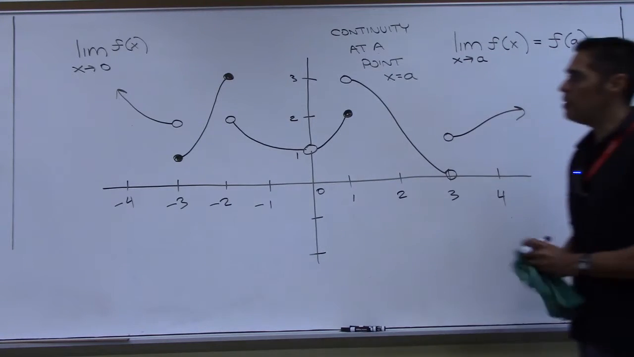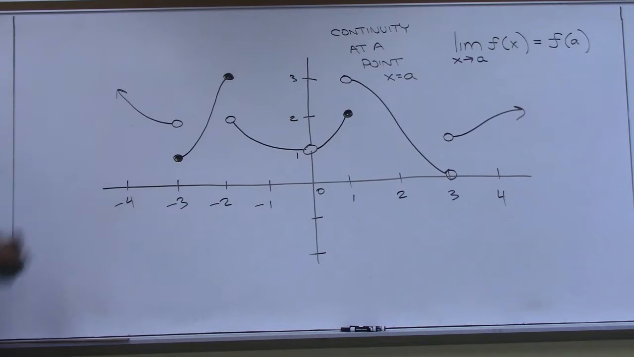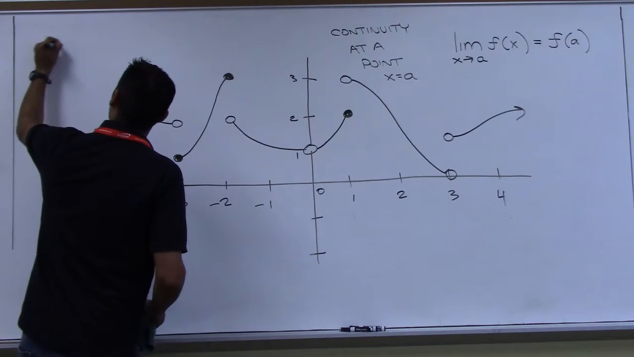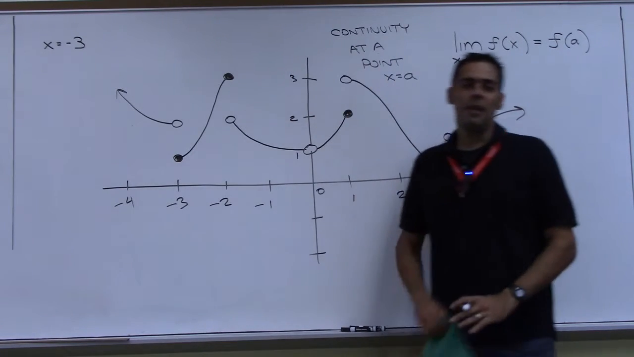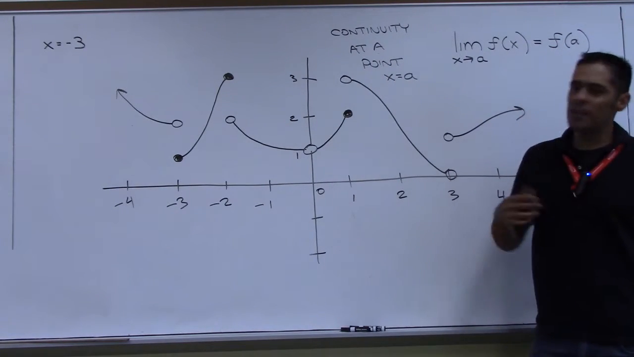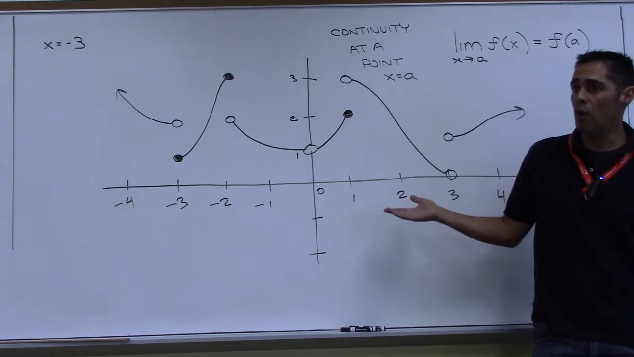So let's talk about what's happening at the discontinuities. So who's going to volunteer? Where's my first discontinuity? Go ahead. At -3. -3. So let's look at x equals -3. If you watched the videos, you probably picked up that you're going to have discontinuities anytime your graph has a break in it or anytime it has a hole in it.